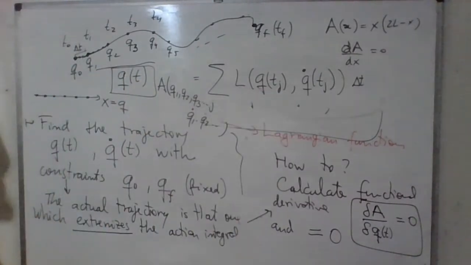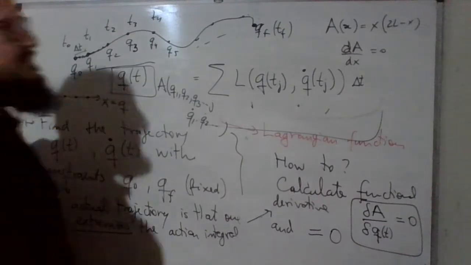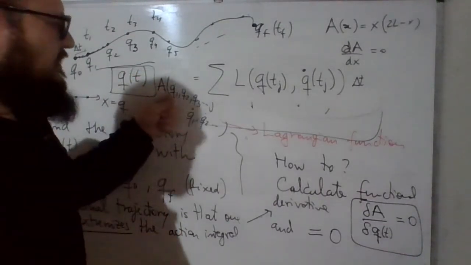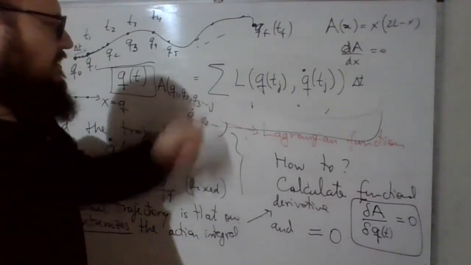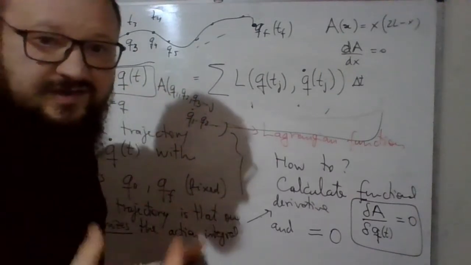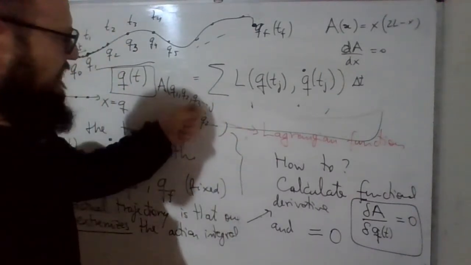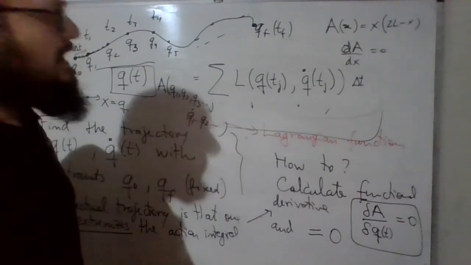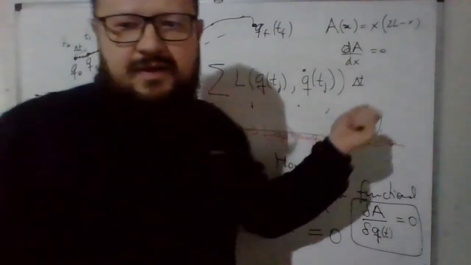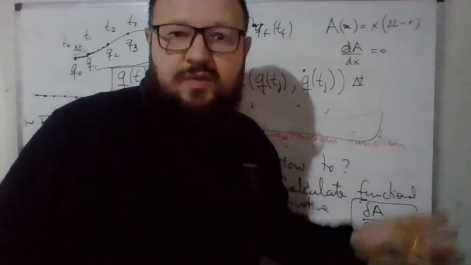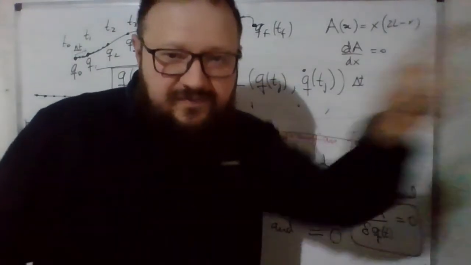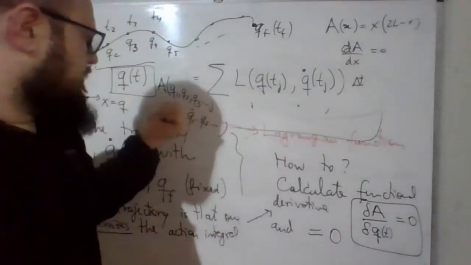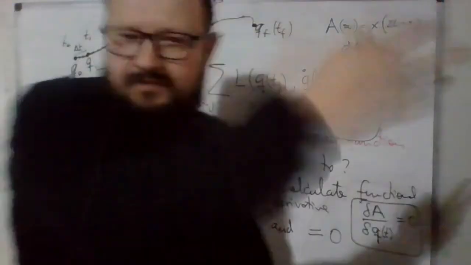All right. So you have a function of, in principle, a discrete set of variables q1, q2, q3, and so on, and you need to calculate the derivative with respect to each one of these q's and set it equal to 0.